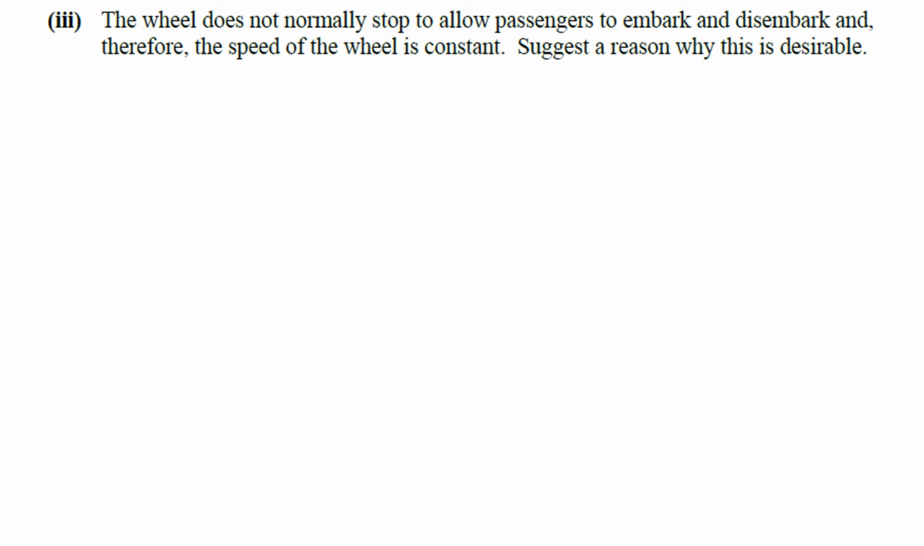Now, this is like the older question. So a few years ago, we would have seen a lot more of these. We're seeing less and less now. It says the wheel does not normally stop to allow passengers to embark and disembark, and therefore the speed of the wheel is constant, suggest a reason why this is desirable. So I suppose this is nothing really maths related, but it was trying to connect it to the real world. But actually, it can be quite difficult to answer these types of questions. So I wouldn't get too bogged down in these types of questions. But here are some examples of answers you could give.